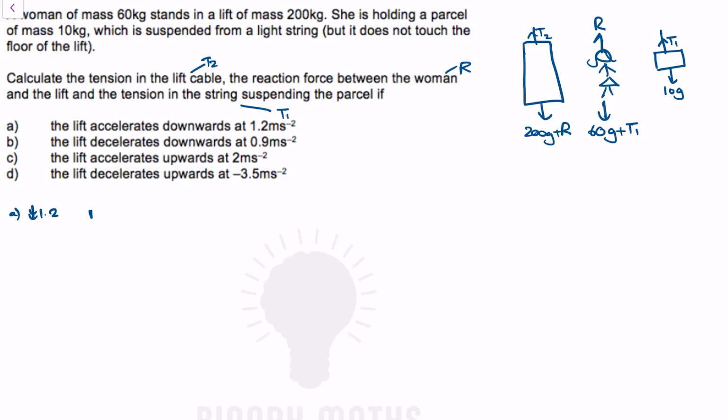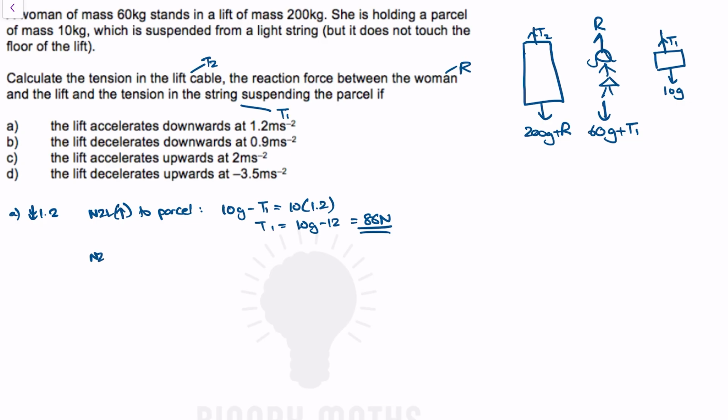which means Newton's second law applied vertically to the parcel first. That means because it's going down, 10G minus T1 must be equal to 10 times the acceleration, which is 1.2. So T1 must be equal to 10G minus 12, which is equal to 86 newtons.